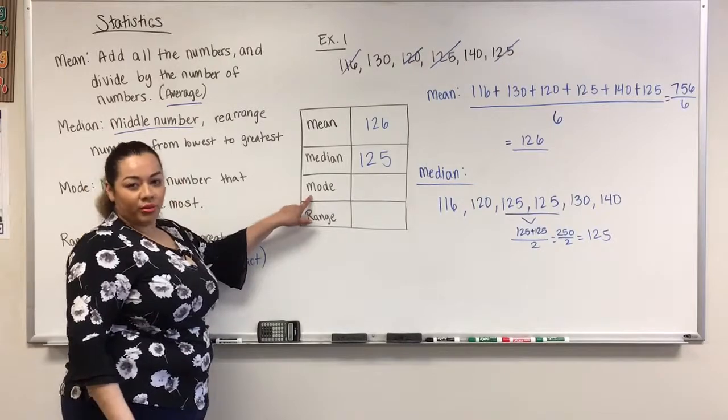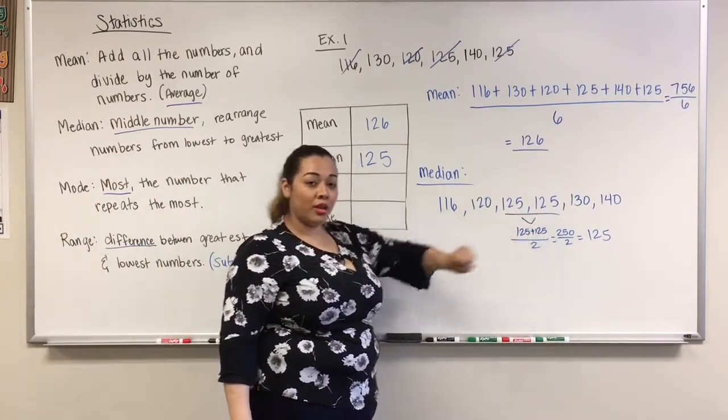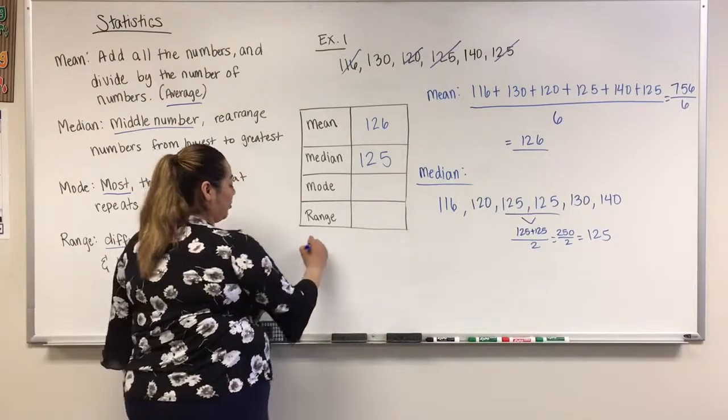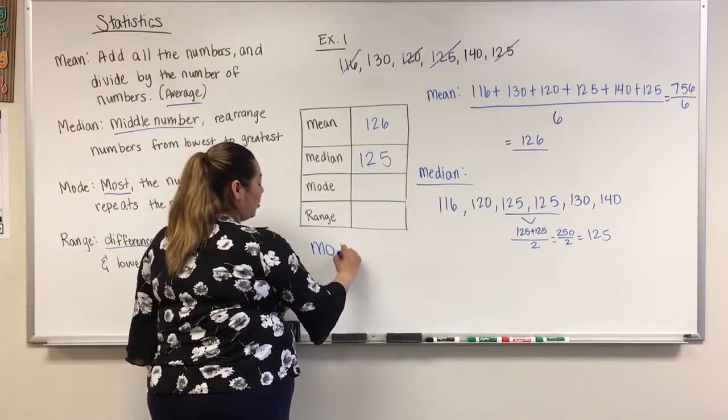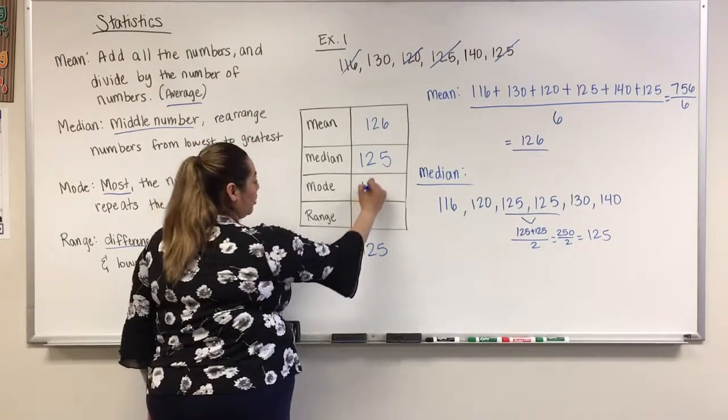The mode is the number that repeats the most. When we put it in order, we said we have 125. So that's going to be our mode. The mode is going to be 125 because we have 2 of those.